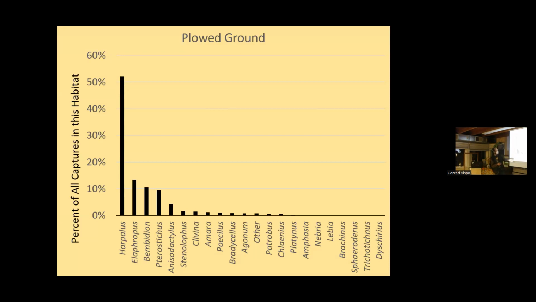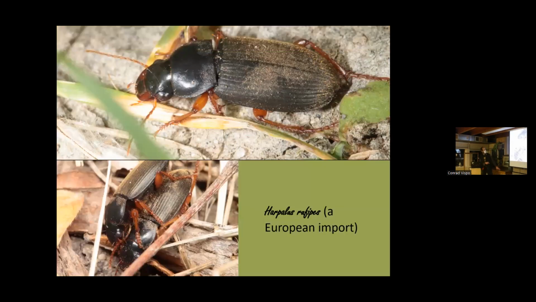So you'll see that in plowed ground, Harpalus happens to be one of the ground beetle genera. And I actually brought some of the ground beetles with me. So if you want to meet a Harpalus later, you can do that. Harpalus is a very common group, and then you kind of have that sort of distribution. Here is actually the most common species we find on farms around here, Harpalus rufipes.